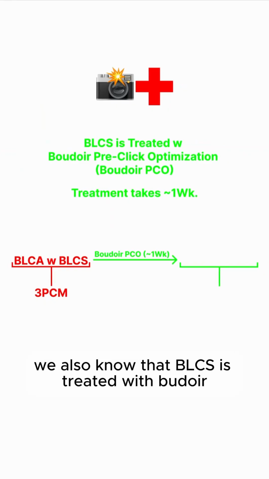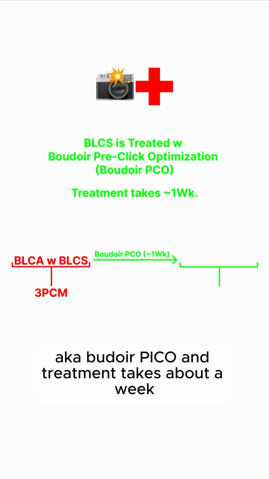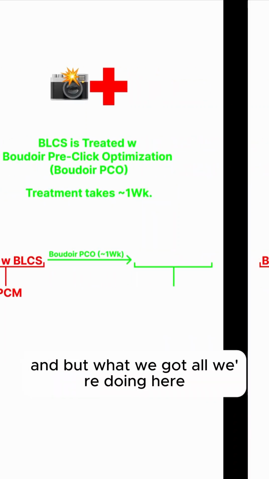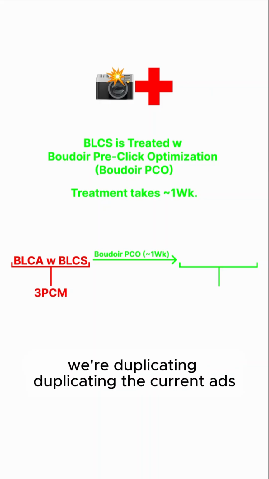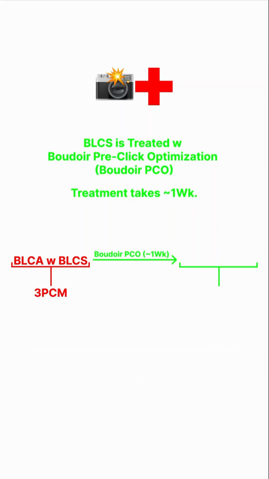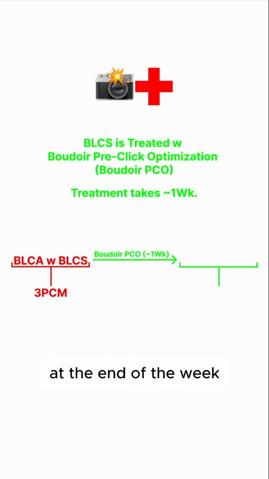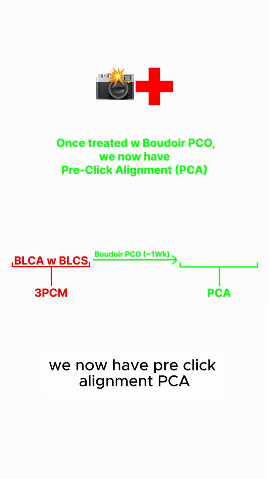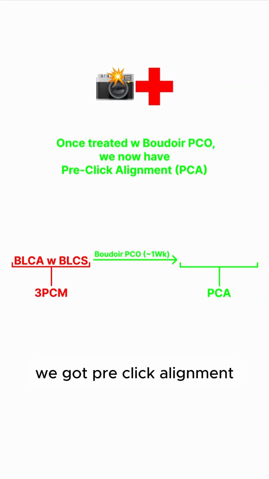We also know that BLCS is treated with Boudoir pre-click optimization, aka Boudoir Pico, and treatment takes about a week. And Boudoir Pico, all we're doing is we're duplicating the current ads, leaving them on or off, whatever they are, and we treat the duplicated ad. So we don't touch the original, we treat the duplicated ad, treat it for a week. At the end of the week, we keep whichever one has better metrics. Now, once treated with Boudoir Pico, we now have pre-click alignment, PCA. So we get rid of the three pre-click mistakes, we got pre-click alignment.